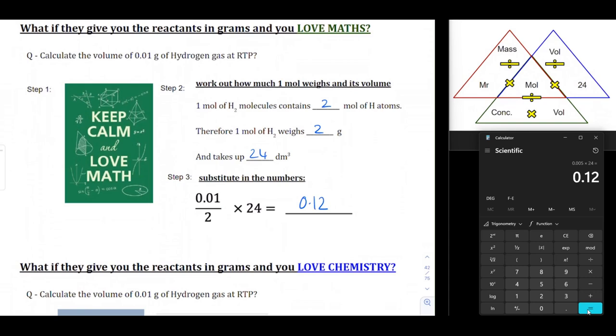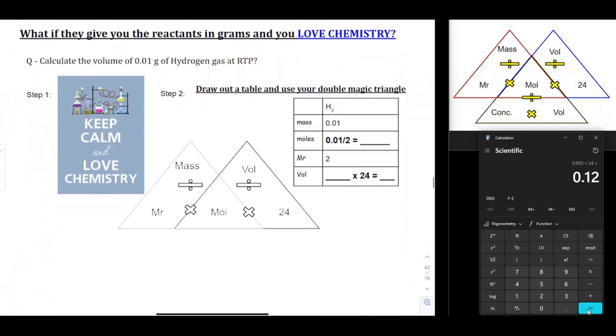Now, if, like me, maths is your kryptonite, that's okay, because if we love chemistry, we don't panic, we just follow the magic triangles through. We draw out our table: mass, moles, MR, and we can also put in the volume here. We could add 24 to our table, but 24 is always just 24, so it's kind of a waste of energy. We put in what the question tells us: we have 0.01 grams. We've got the mass, so we just do MR times the moles.